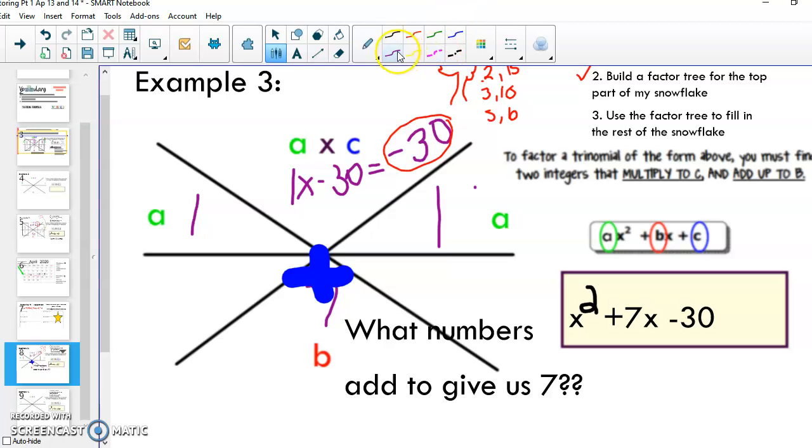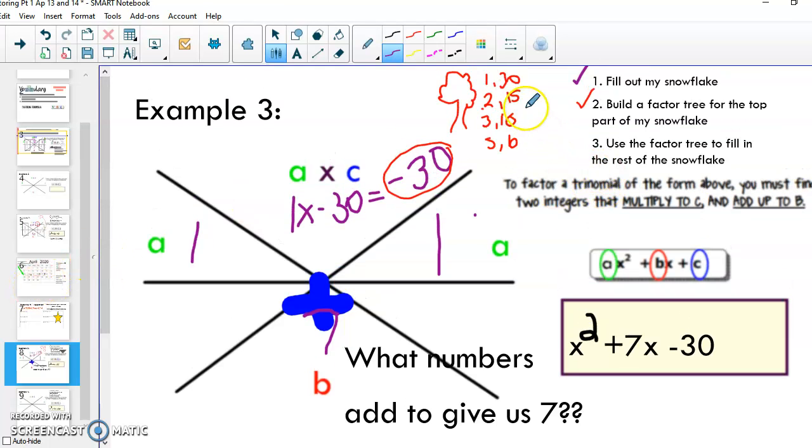Okay, so I'm thinking about what numbers add to give us that 7. In my factor tree, when I look at my different options and my different numbers, I see that 1 and 30 are never going to add together to give us 7. 2 and 15 don't. I know 5 and 6 don't. But what I do see is my factors 3 and 10.